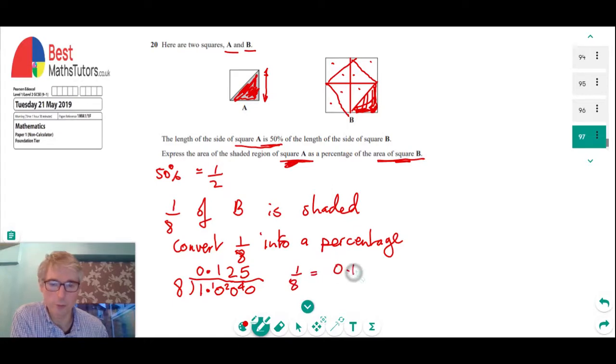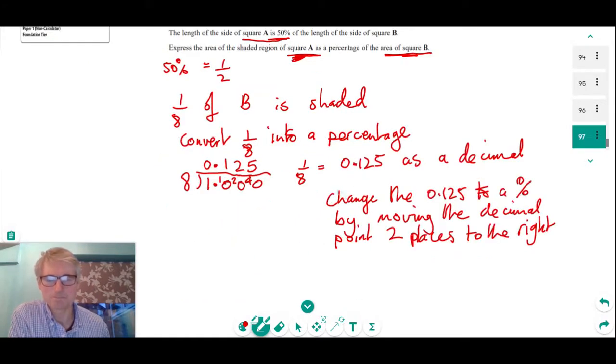So 1/8 equals 0.125 as a decimal. We need to now change that into a percentage. So we can change it to a percentage by moving the decimal point 2 places to the right. So if we do that, we take our 0.125, move the decimal point, which just means skipping it over 2 places. It goes between the 2 and the 5, so that is equal to 12.5%. And we've done it.